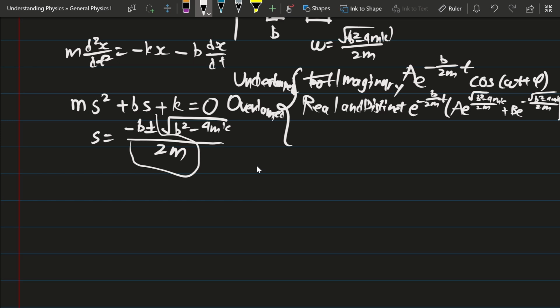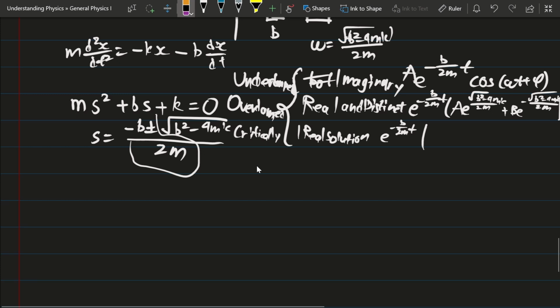One of the most interesting solutions is the critically damped. This only has one real solution for this characteristic equation, which is e to the power of negative b over 2m t, times a plus bt. So the a and the b, as well as the phi, are defined from the initial conditions.